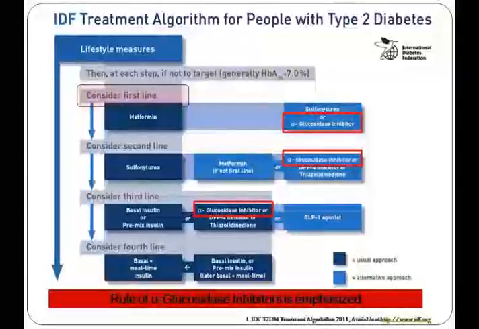sulfonylurea or alpha-glucosidase inhibitors. Especially in India where we have a large carbohydrate-based diet, the use of alpha-glucosidase inhibitors is much, much higher, both here and in countries like China where alpha-glucosidase inhibitors are a big part of anti-diabetic treatment. So all across the spectrum, they have recommended the use of alpha-glucosidase inhibitors where required.